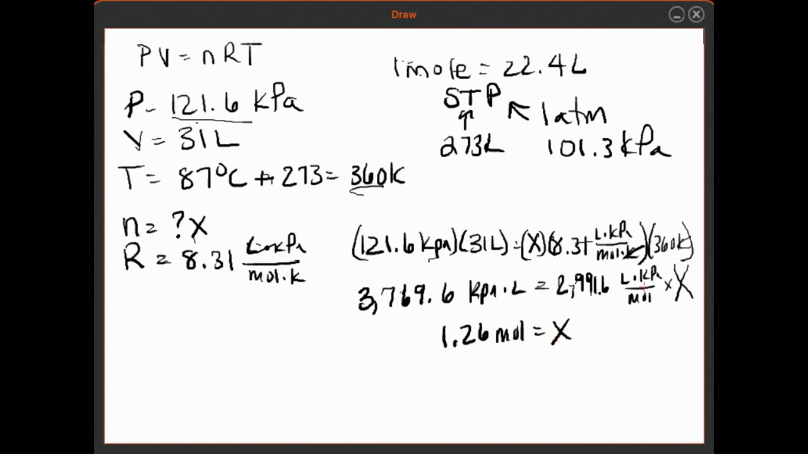And so remember, when you're dividing by a unit, it flips around. So we see here that kPa will cancel and liters will cancel. Now over here, this would give us 1 over moles. But when you divide, remember you invert the fraction. So instead of 1 over moles, you get moles. So 1.26 moles of gas is our quantity of gas at that particular pressure, volume, and temperature.